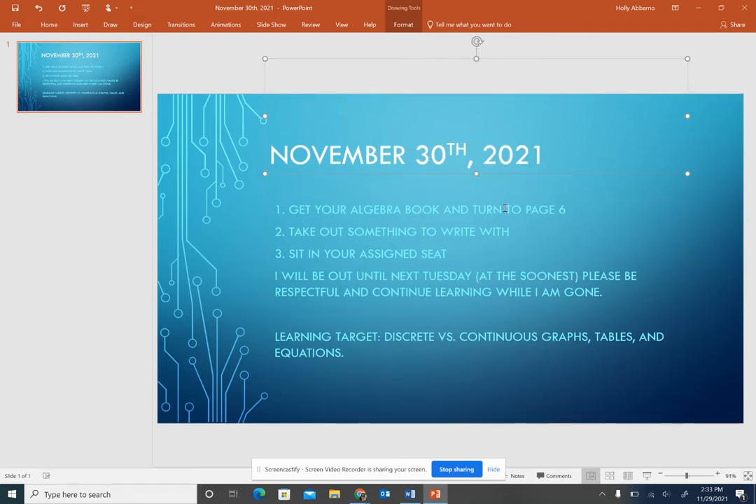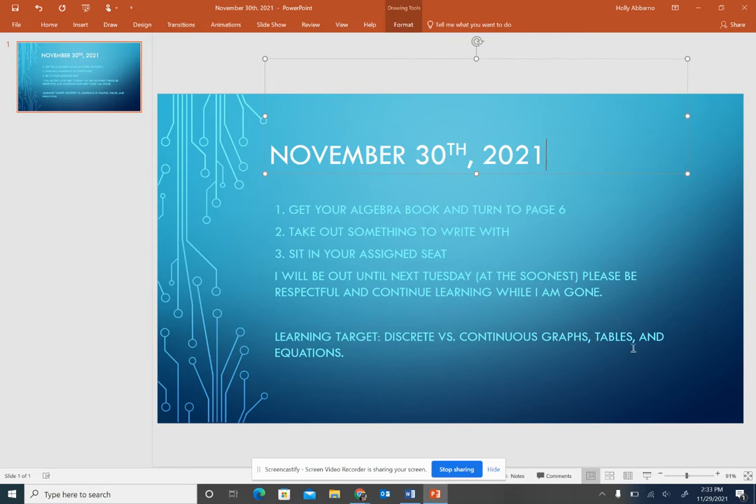So today, when you get to class, hopefully you've come in. I want you to get out your algebra book, turn to page 6. Make sure you have something to write with. Make sure you're sitting in your assigned seat. And we're going to be working through our algebra book, and our learning target is going to be talking more about that discrete versus continuous graphs.